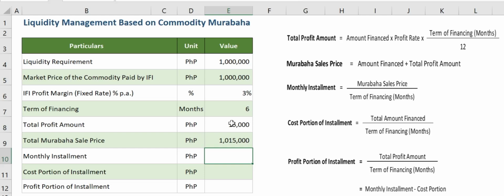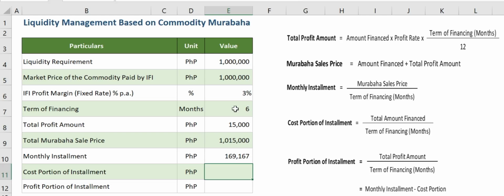Again, we need to solve the monthly installment of the Murabaha sales price of 1,015,000. The simplest way using this formula is to just divide the total Murabaha sales price by the number of months, which is the term of financing. As such, the monthly installment is 169,167.